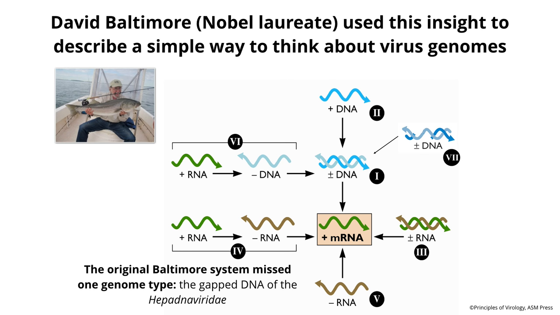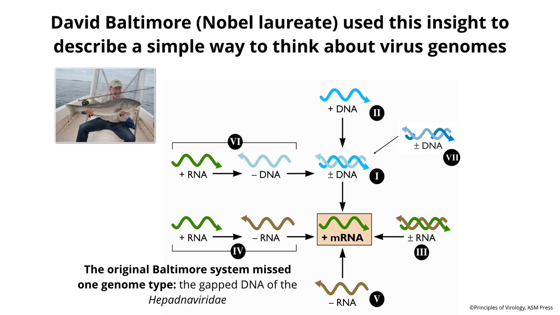Class 2 is single-stranded DNA. Now here's a fact for you to remember. You can only make mRNA, in the case of DNA viruses, from double-stranded templates. It can't be single-stranded, it can't be gapped double-stranded, it has to be fully duplex double-stranded DNA. So if you have a single-stranded DNA virus, the first thing that has to happen is it has to be made double-stranded, and then you can make mRNA.